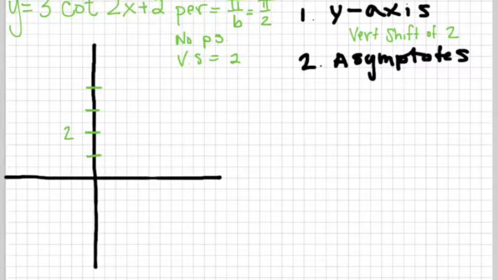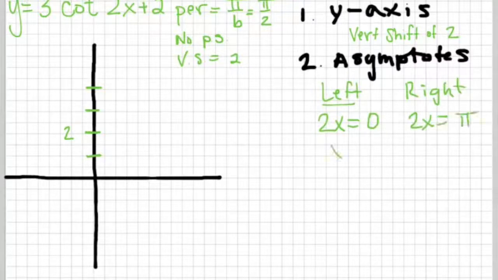I'm going to put in the asymptotes to give myself a frame. Remember, the asymptotes here act as your beginning and ending points for your period. So we do the left one and the right one. In my mind, I think left asymptote and right asymptote, so that's why I put that down that way. So we set it equal to 0 and pi, and this is true for everything.